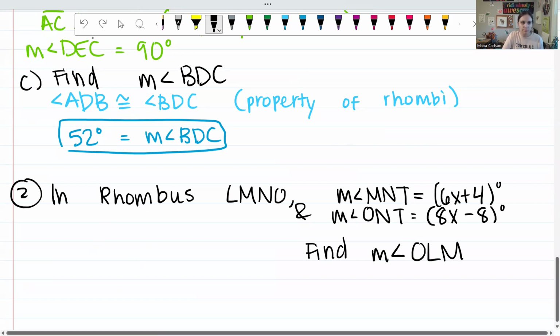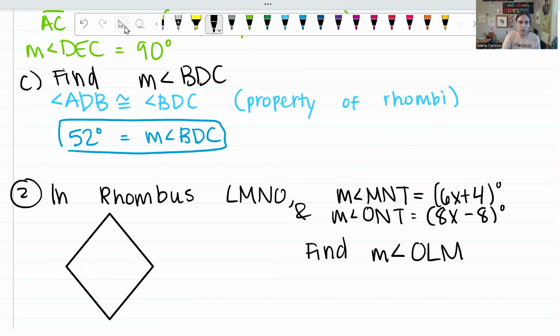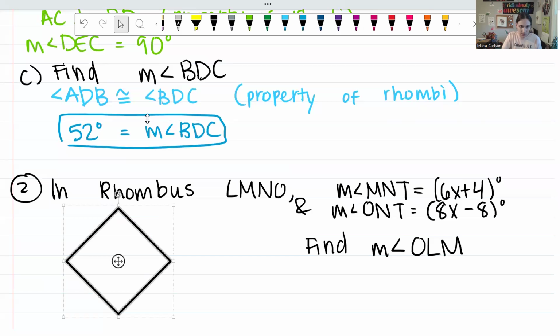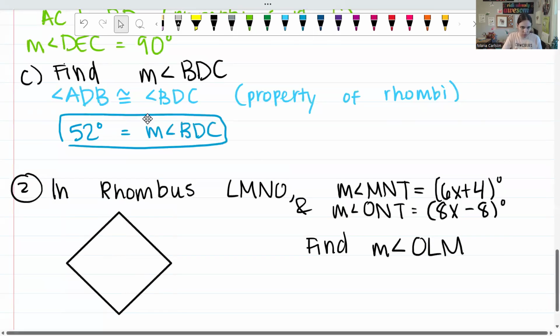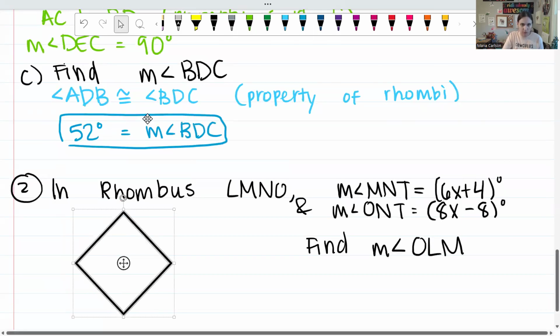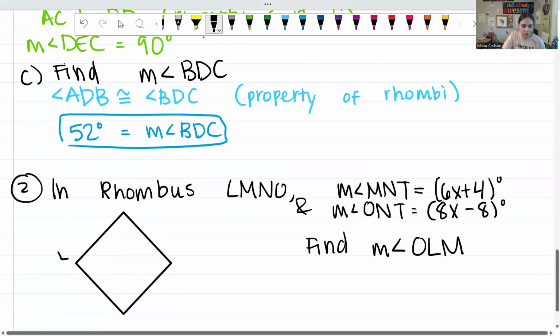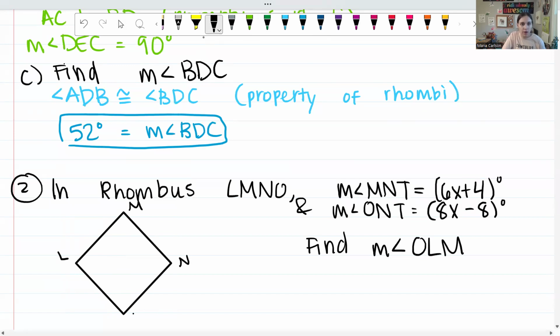Ooh. Make it more rhombusy. It's not amazing, I realize. Okay. So LMNO, here is LMNO, and then T, as you might be able to figure out, is where the diagonals intersect one another.